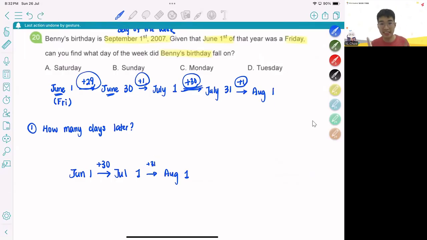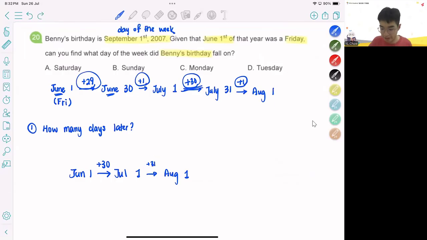All right. Now at this point, let's look at a pattern. From June 1st to July 1st, you need 30 days later. How many days are there in June? 30. From July 1st to August 1st, it's 31 days later. And 31, just nice, is the number of days in July.